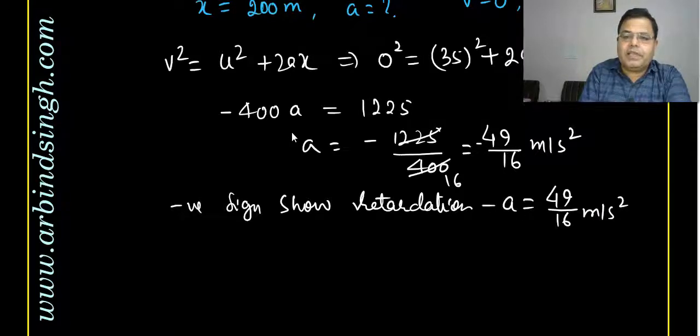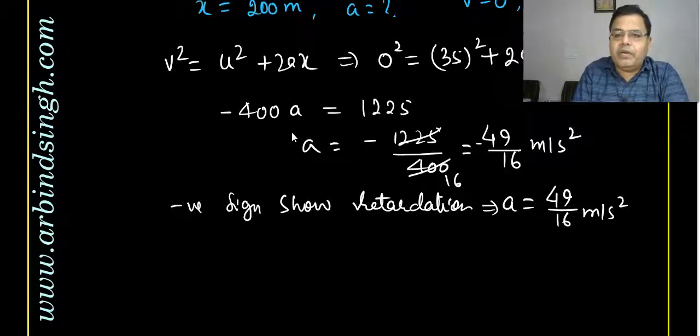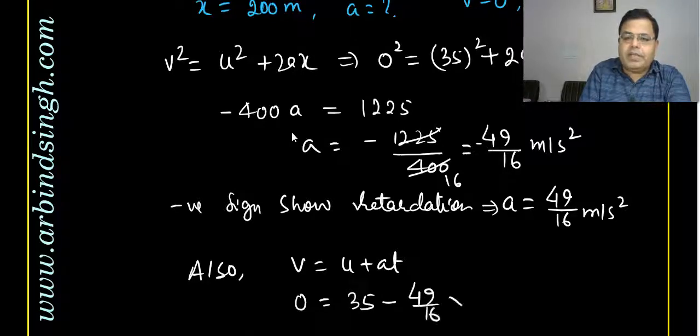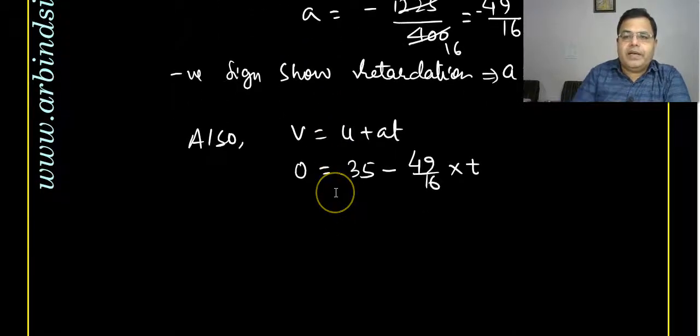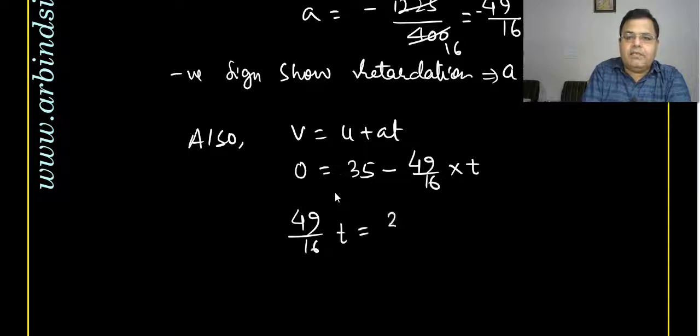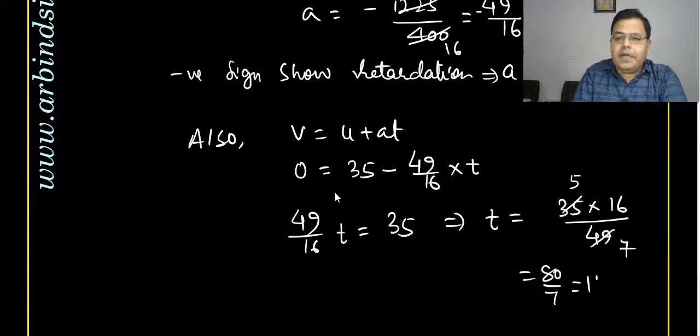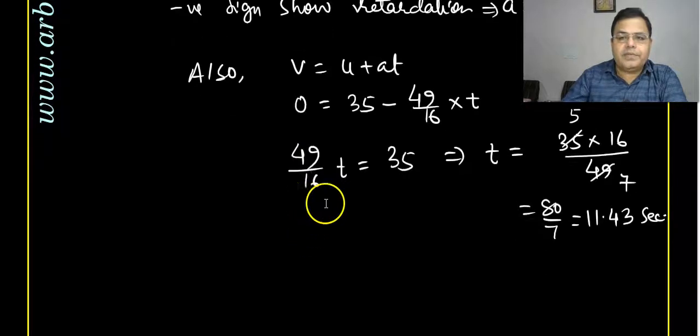Whenever we write retardation, there is no need to write the negative sign. Now we have to find t. Using v is equal to u plus at, we can write 0 is equal to 35 plus minus 49 by 16 into t. So 49 by 16 t is equal to 35, and this implies t is equal to 35 into 16 upon 49. Seven sevens are 49 and seven fives are 35, so t is 80 by 7, that is approximately 11.43 seconds. This is the time it will take to come to rest. So that will be the answer.